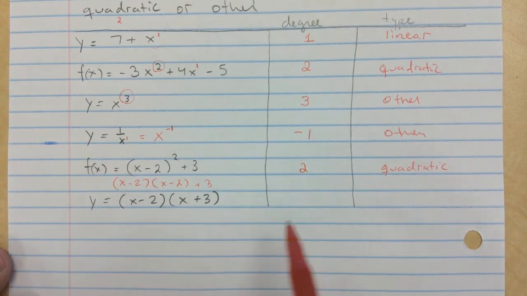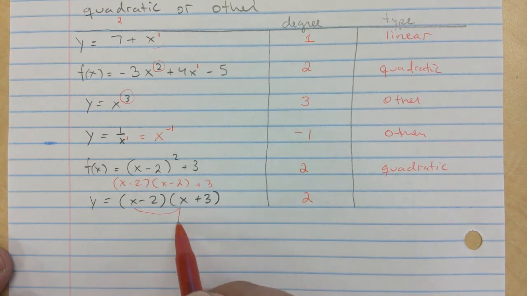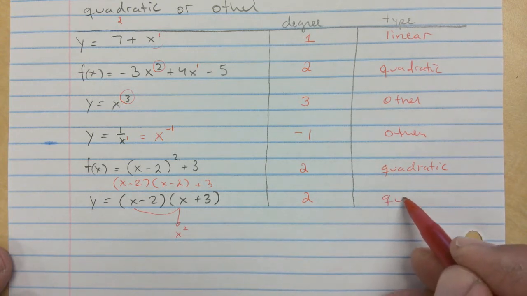Same here. These two will result in an x squared. If you multiply this times this, you get an x squared term out of that one. So this is also a quadratic.